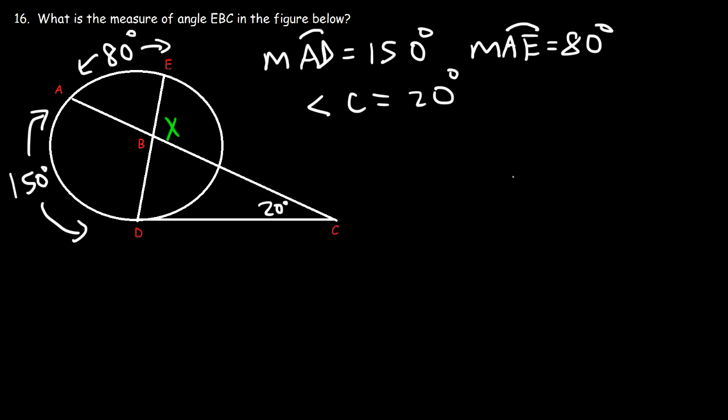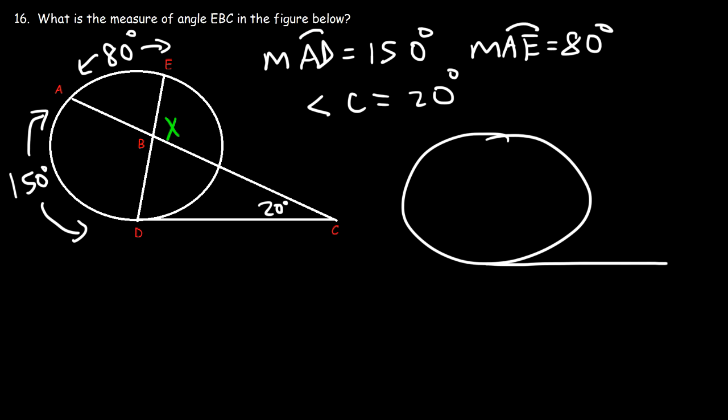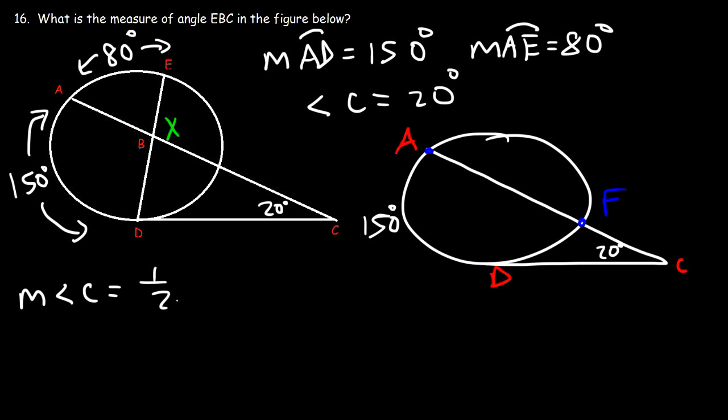Well, let's break up this problem into two parts. So let's focus on this part. So here we have angle A, D, and C. And so angle C is a tangent secant angle. DC is tangent to the circle. AC touches the circle at 2 points. Let's call this point F. So arc AD is 150, and DF, we need to find that, and angle C is 20. Now the measure of angle C is 1/2 the difference of arc AD and arc DF.